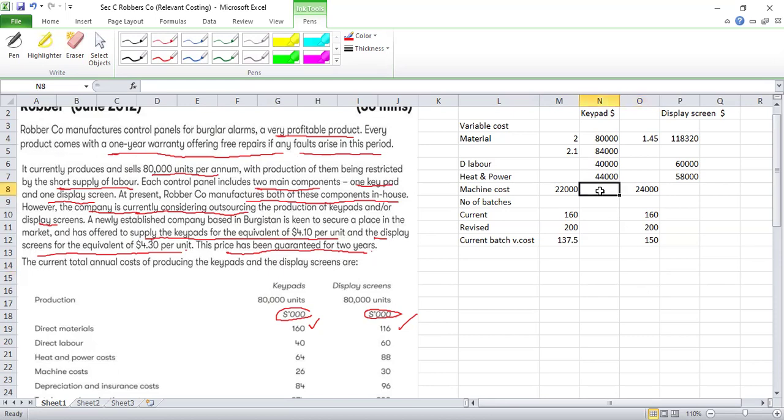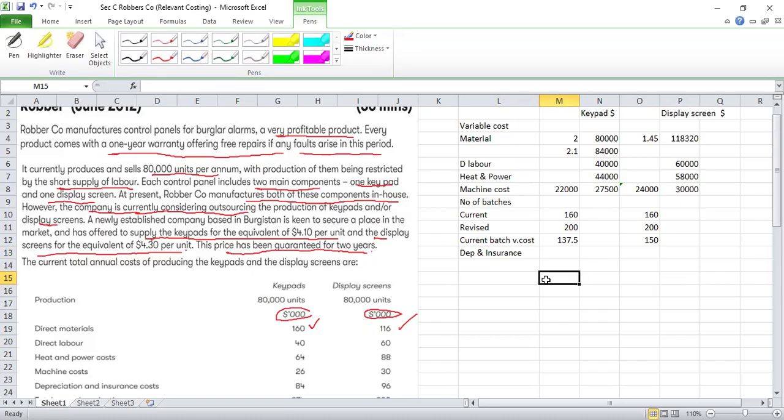Now we have to do what? If revised batches are 200 into this cost, so 27,500 will be the revised cost, and here same 200 batches into 150, so 30,000 is the revised cost. So we are done with the revised machine cost. Then we have depreciation and insurance. Depreciation and insurance includes what?